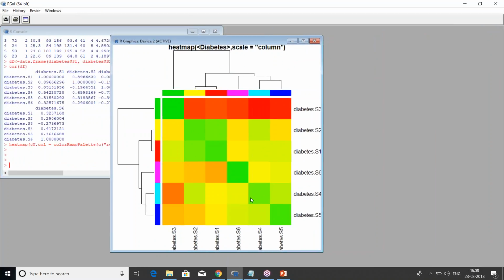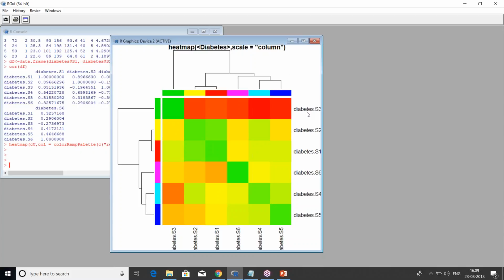And once we plot this, we can see that diagonally, since it's a matrix, S5 to S5, S4 to S4 correlation would be 1. And the way we have calculated distance, in this case, distance would be 0 because we have done a 1 minus. And hence we get a uniform color of green.